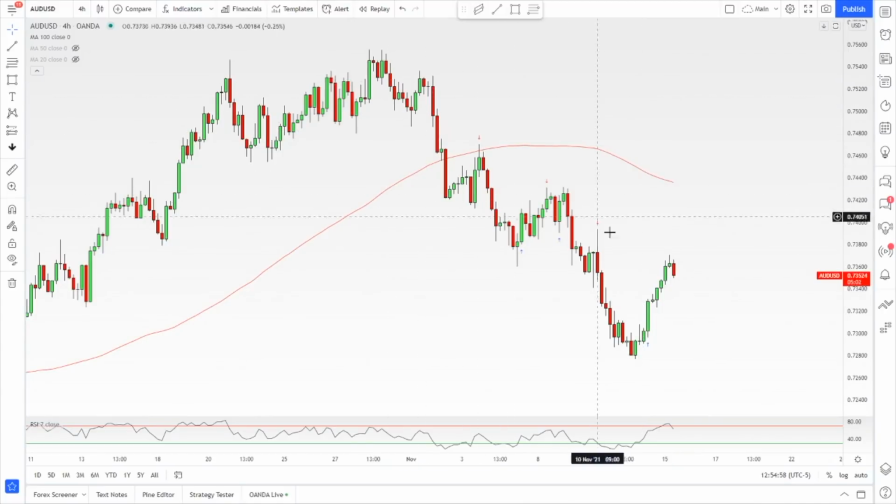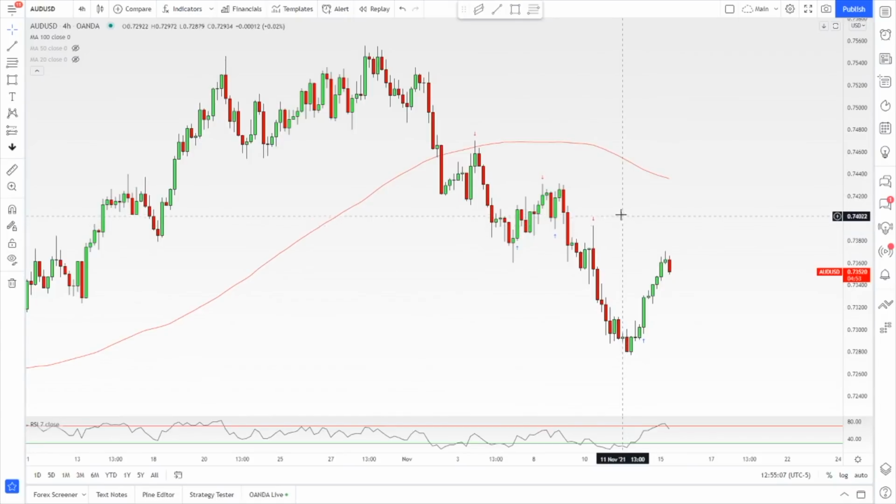At the end of the day, really great trade here to the downside on AUD USD. This one has been a really good candidate, and I've been taking several winning trades on this currency pair. Not a bad way to go into this week.